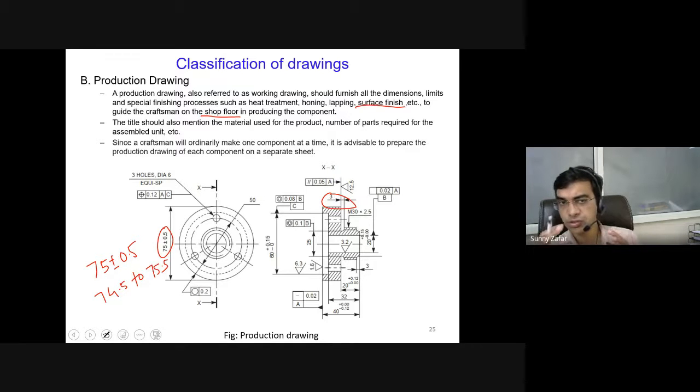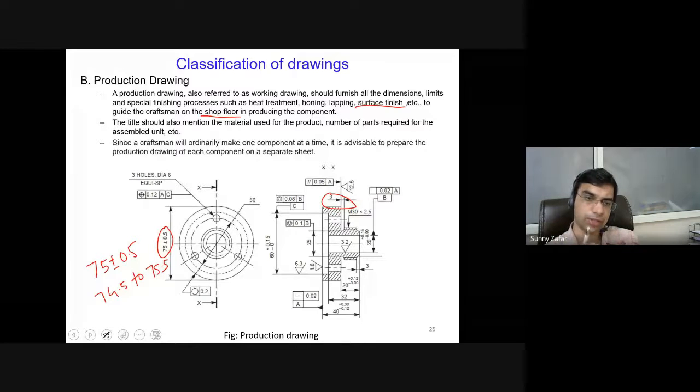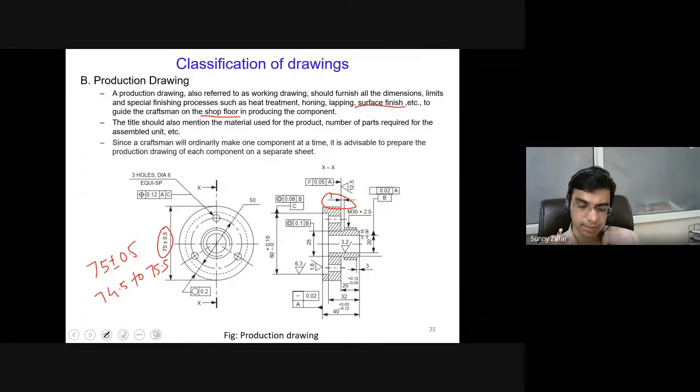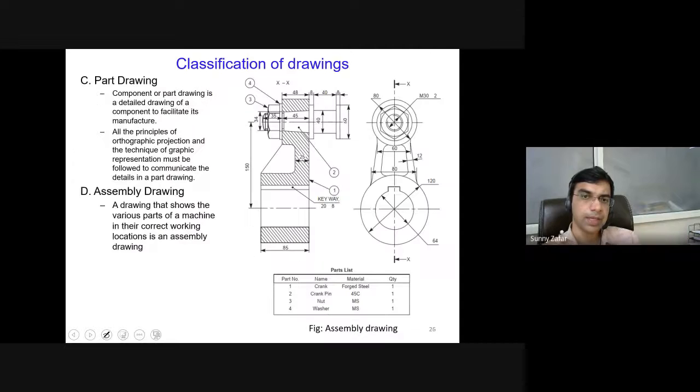So the objective of this course is primarily dealing with the machine drawing and the production drawing, which we will see in the subsequent modules. Other than these drawings, we have the part drawing. Part drawing basically gives a complete description of dimensions and assembly of any component to facilitate its manufacturing.